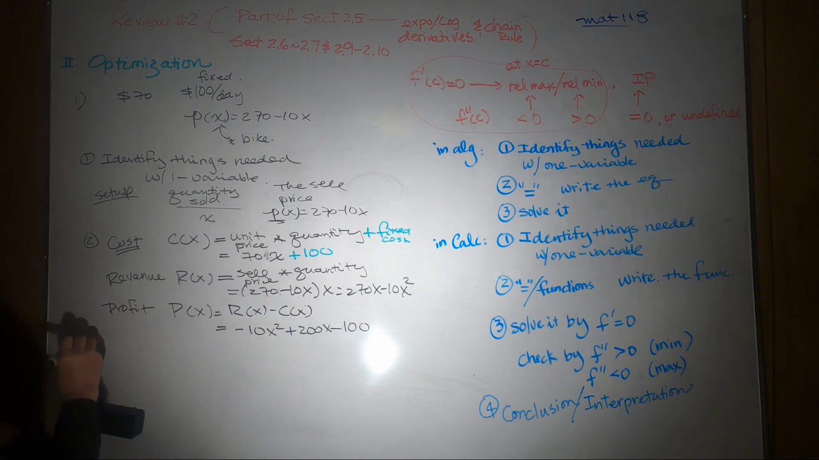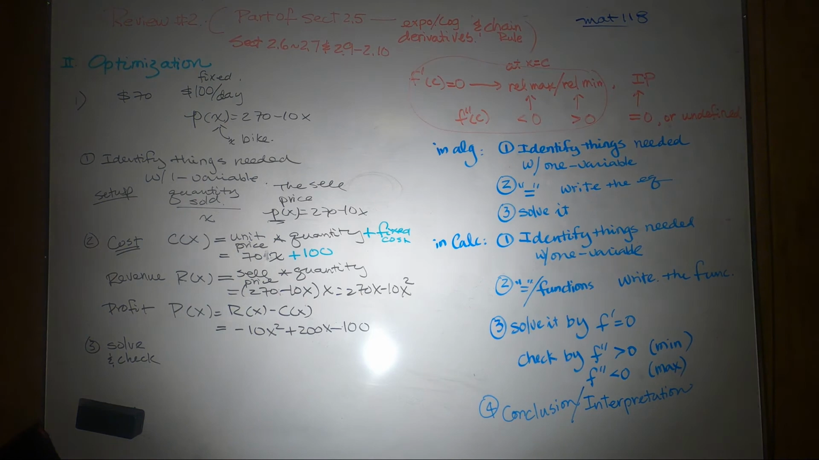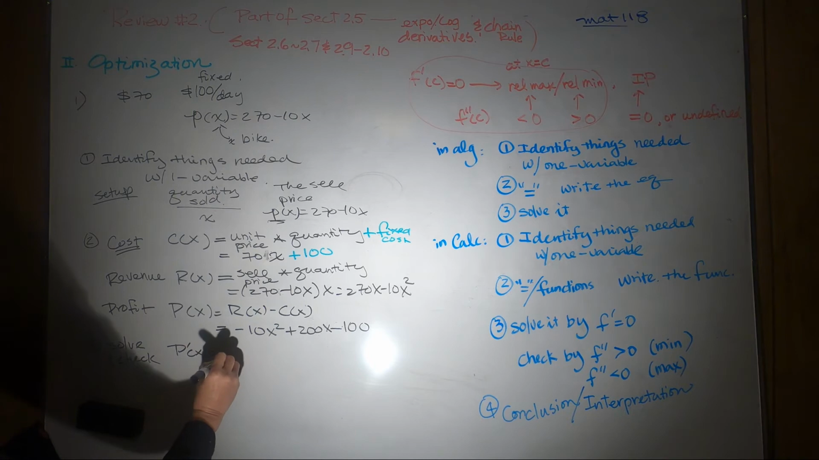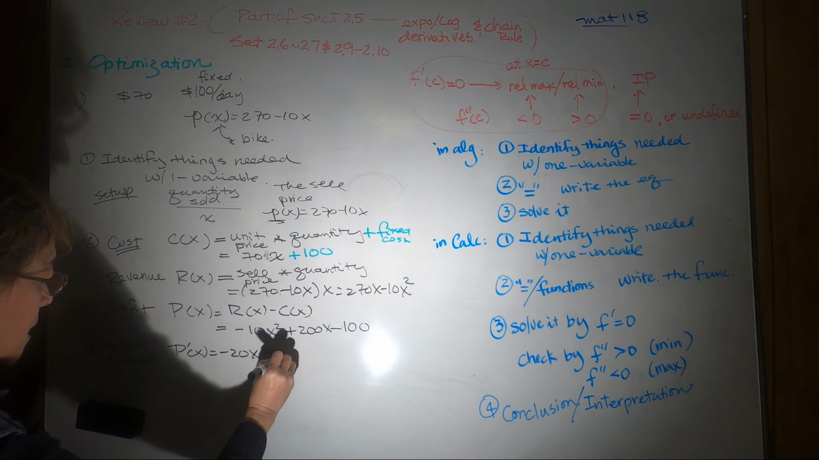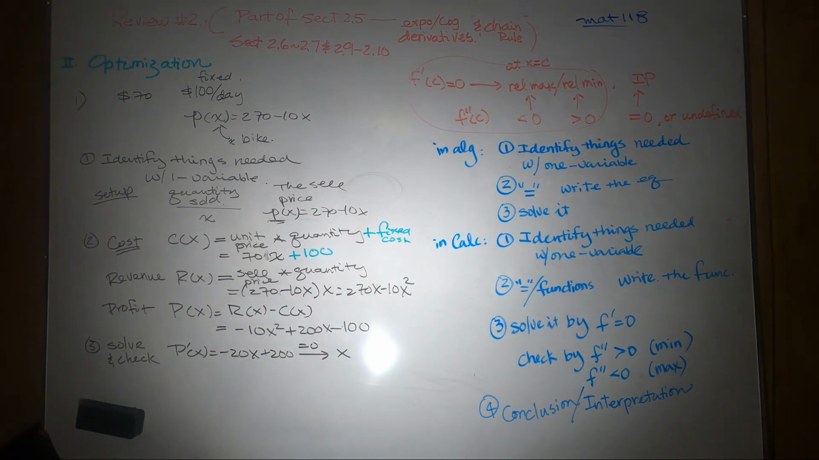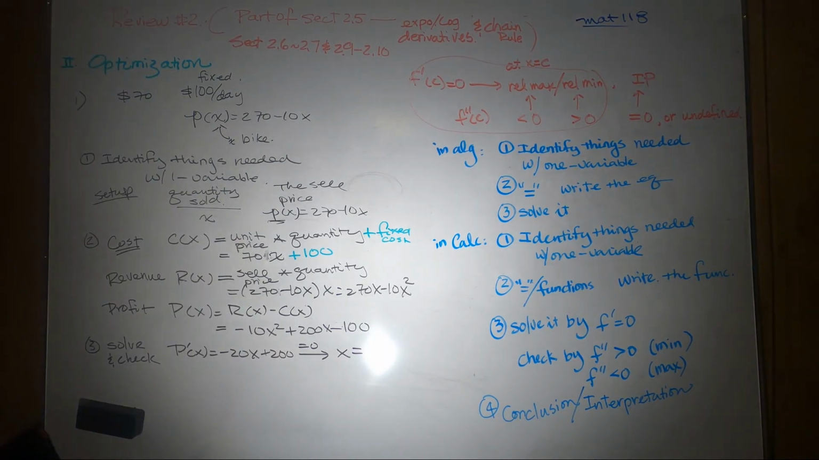Then next step, solve it and check. By what? By this, F prime. So for the profit, you take the derivative, and that would be negative 20x plus 200, right? Then you solve it equals 0. X is 10. What does 10 mean for x? What does x mean?